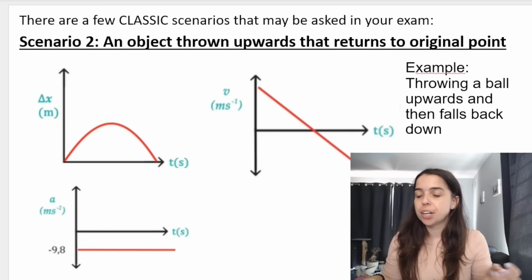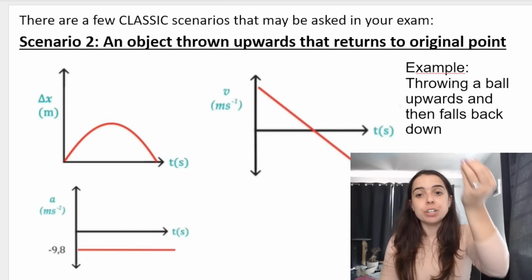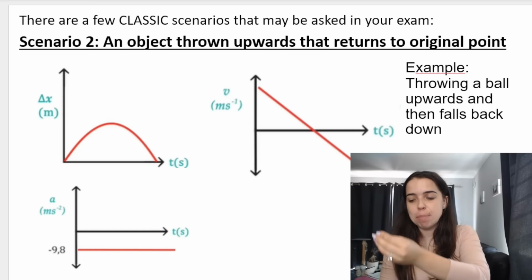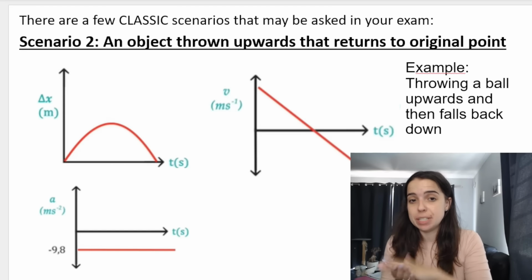Our second scenario is an absolute classic. It's an object thrown upwards and it reaches a maximum height and then it returns back to its original starting position.